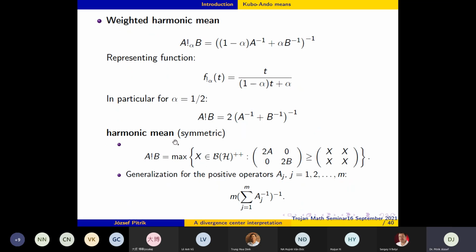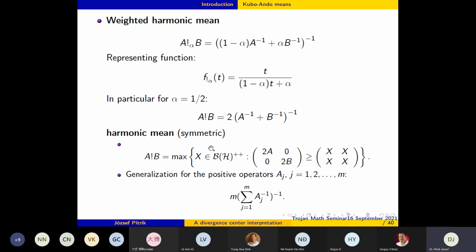Finally, let's see our third example. The weighted harmonic mean is defined similarly to the scalar case. The corresponding representing function can be written in this form. And alpha equal to half means the symmetric case. In this case, we get the harmonic mean, which is very similar to the scalar case, or the case of the numbers.